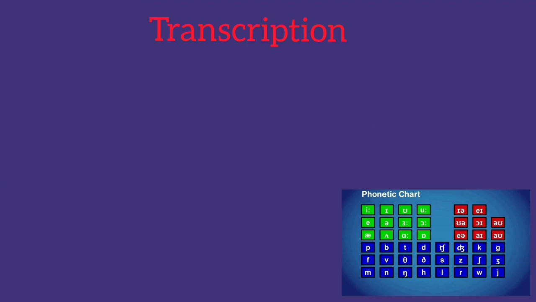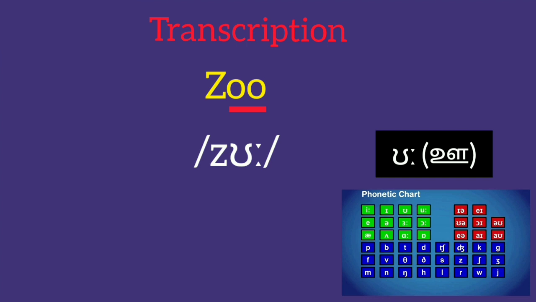Next, for zoo, the answer is slash z u slash. The letters oo in the word zoo match with the vowel oo since it produces a sound oo. Its transcription is slash z oo slash.